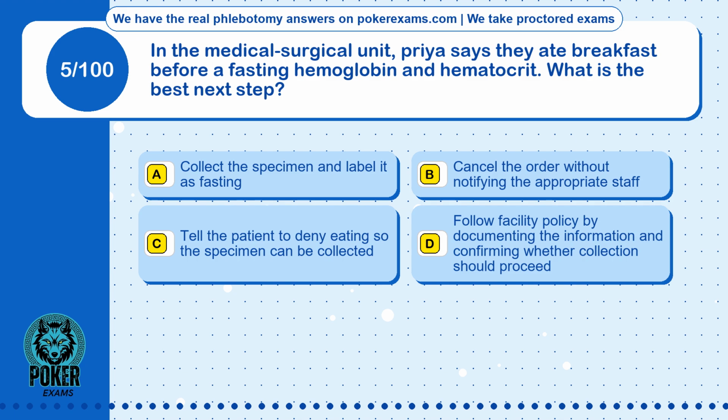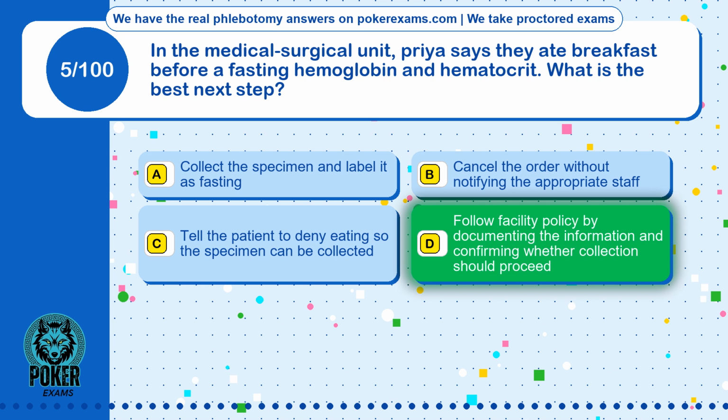Option A. Collect the specimen and label it as fasting. Option B. Cancel the order without notifying the appropriate staff. Option C. Tell the patient to deny eating so the specimen can be collected. Option D. Follow facility policy by documenting the information and confirming whether collection should proceed.